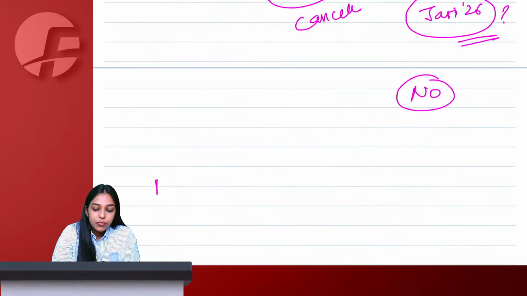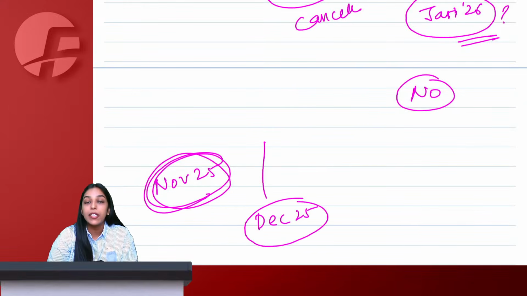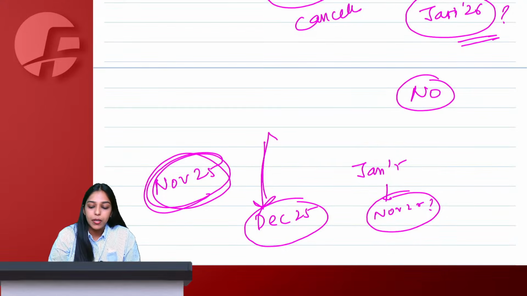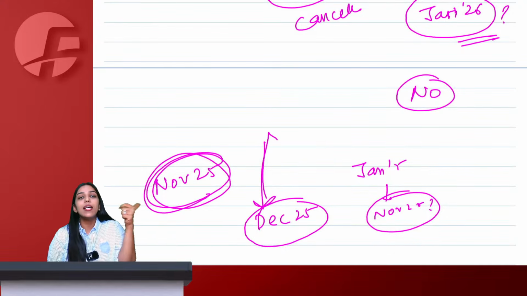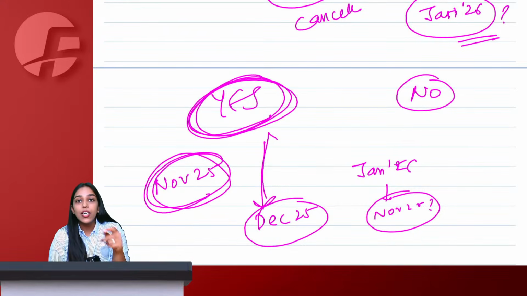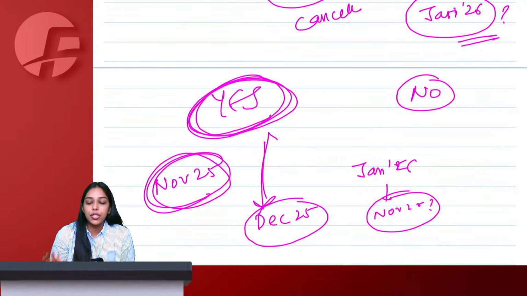But let us say my November 25 return was pending. I got cancelled in December 25. Then in Jan 26, can I file the pending return of November 25? My registration got cancelled in December. The November return was pending. So can I now file my November pending return in Jan 26 after being cancelled? The answer is yes. After cancellation, you cannot file a return for the period when you are cancelled. But after cancellation, for the period before cancellation, you can still file your pending returns and you can still pay all of your liabilities that are before cancellation.